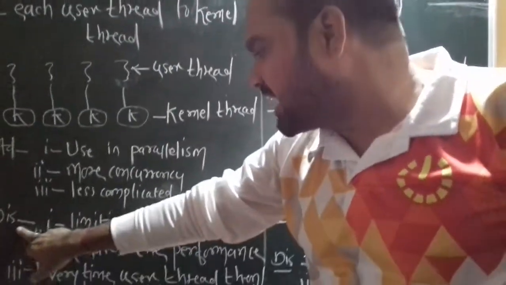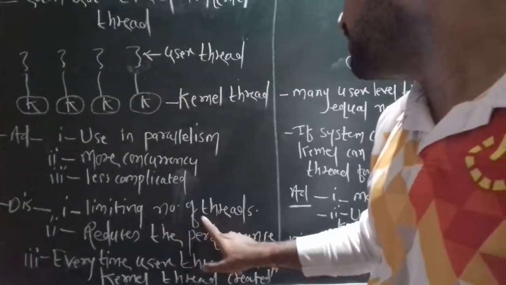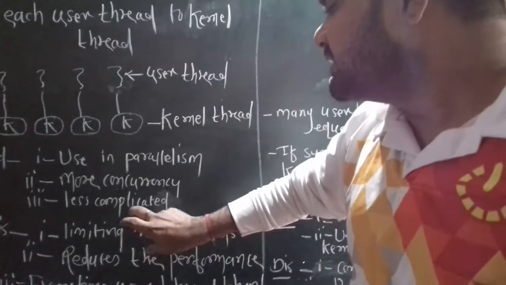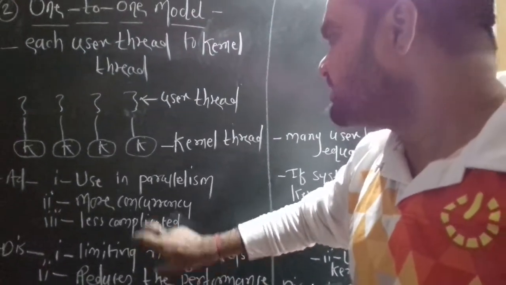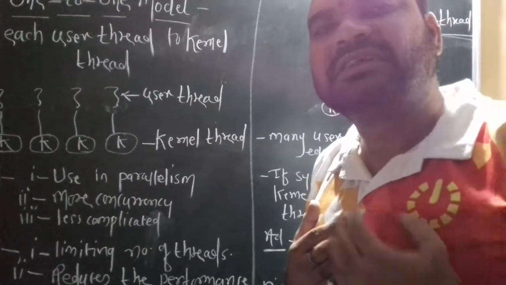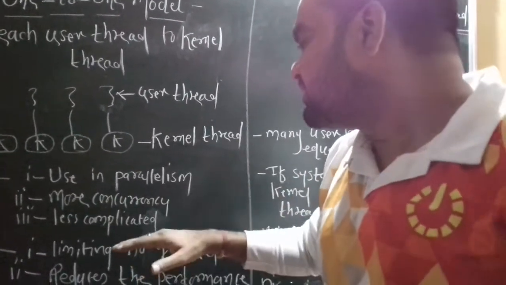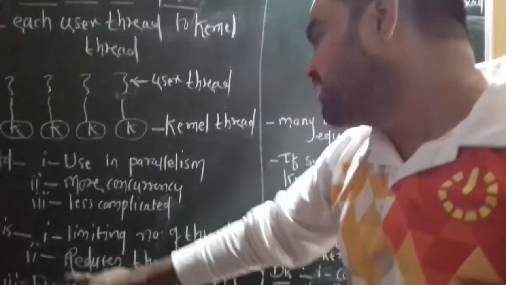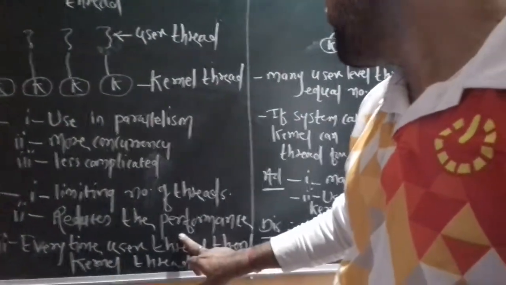Now the disadvantages. The first disadvantage is the limited number of threads. It means that in this model we can create or use only a smaller number of threads. So that's why this is a disadvantage. The second one is reduced performance.